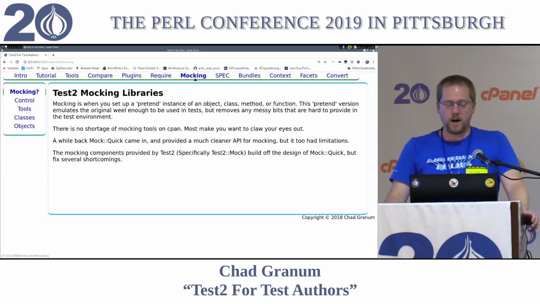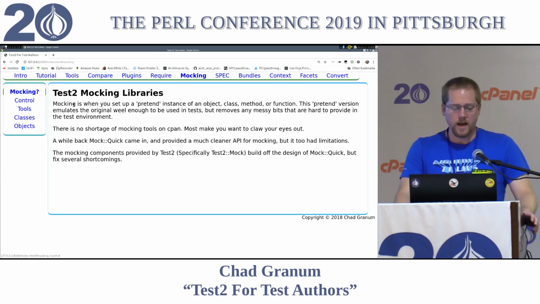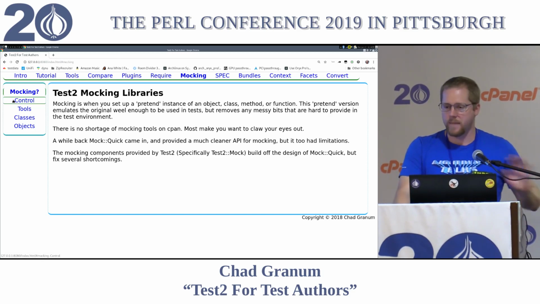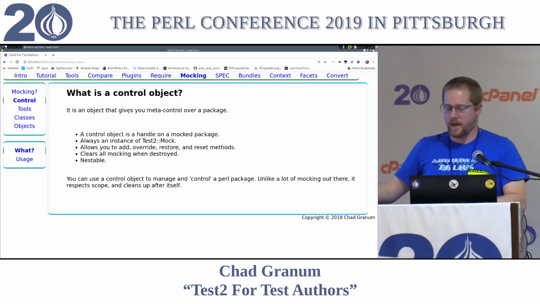Okay, moving on to mocking. Test2 comes with some mocking libraries that are really quite nice. These are based on mock quick, which is a previous mocking module I've written, but this makes up for a lot of shortcomings in that module. So with the Test2 mock tools, you do your mocking and it returns to you a control object. If that control object goes out of scope, the mocking is undone, restoring whatever was there originally or getting rid of everything if there was nothing there originally.